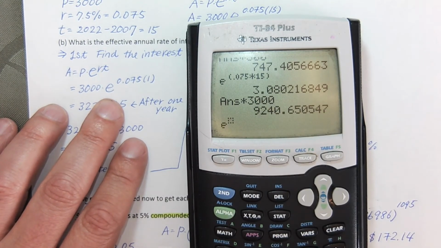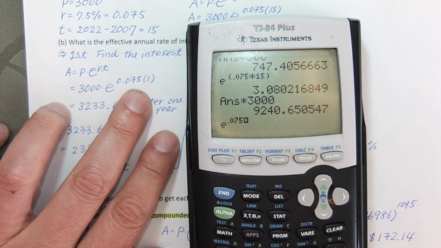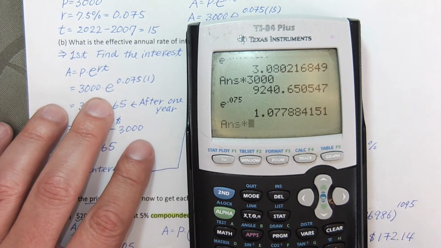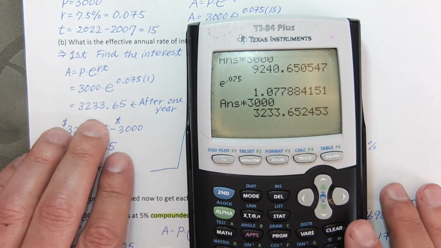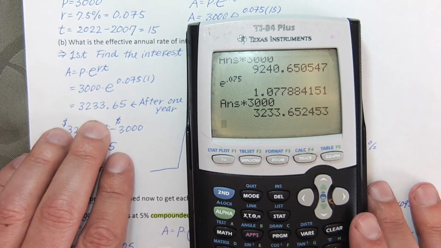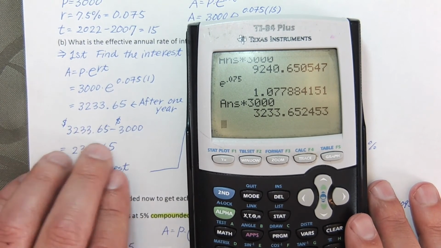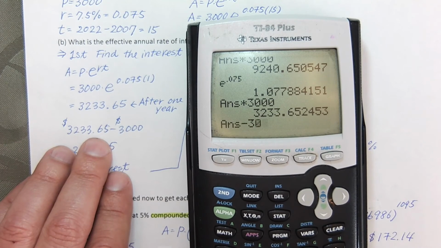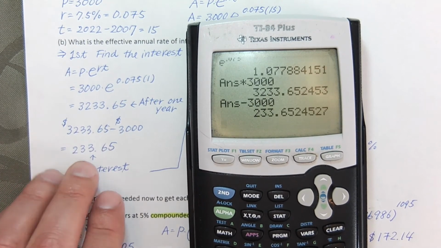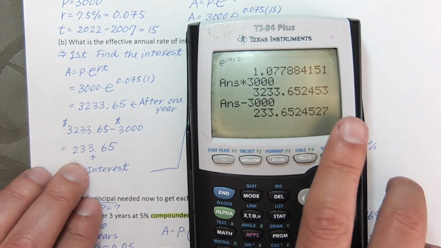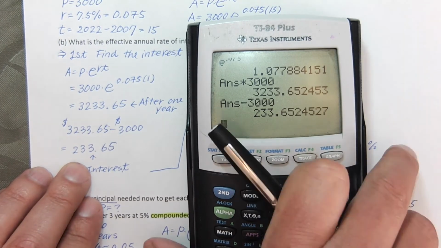So I'm going to go second ln. It's raised to the 0.075 power, just 1 year, times $3,000. Now that's going to be the total amount you can see after 1 year. What I need to do is I want to know how much interest was earned during that year. So I'm going to subtract, so minus 3,000.